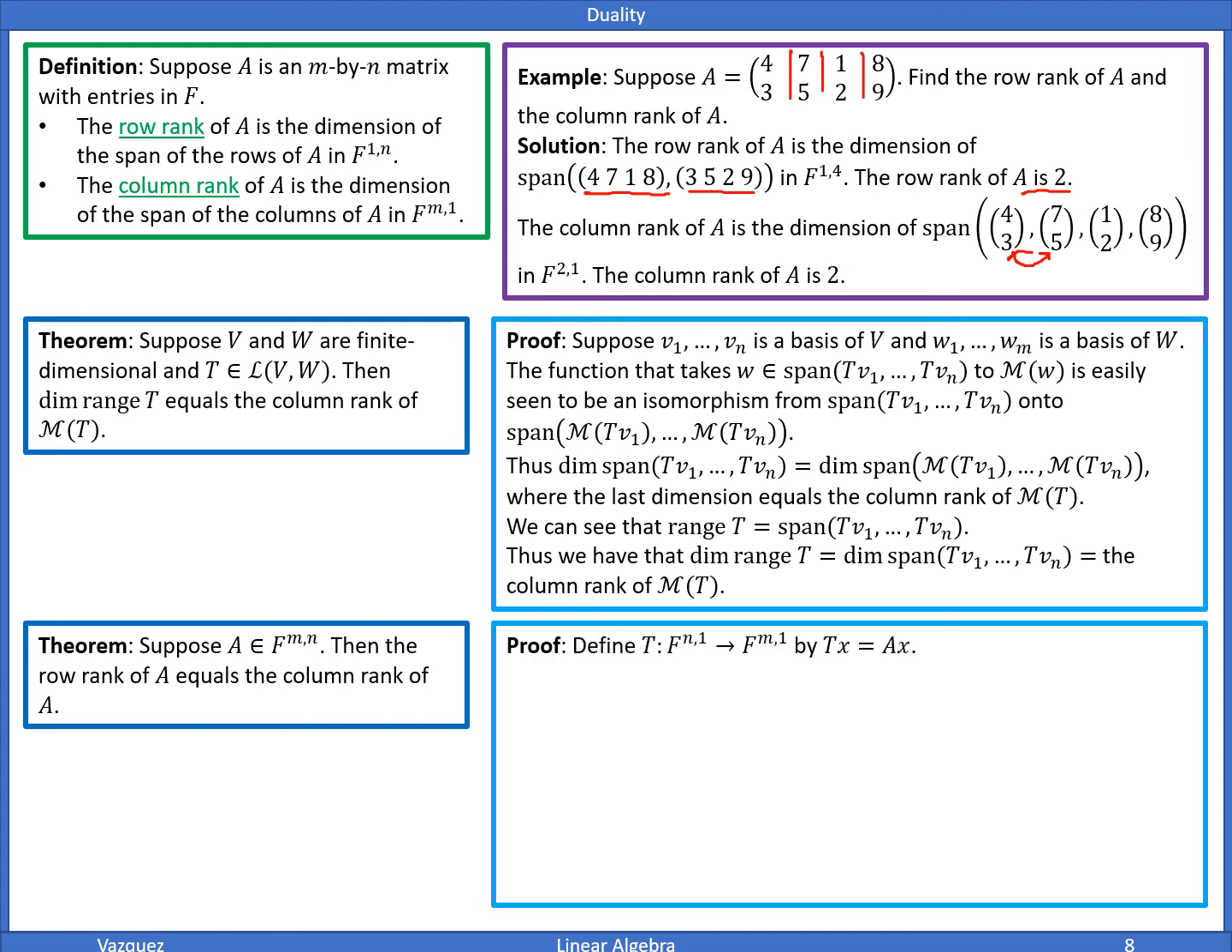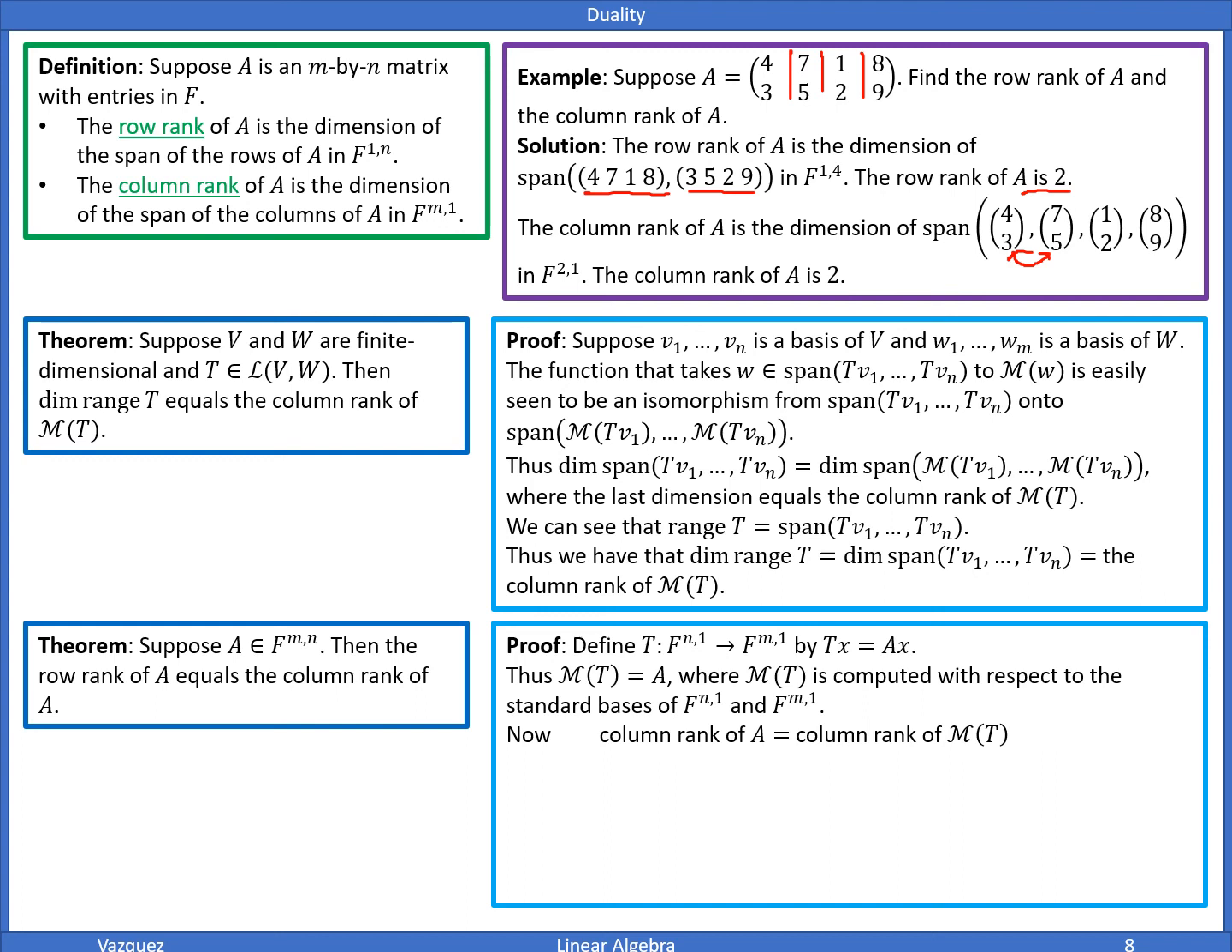So the way we're going to go with this is we're going to define the linear map T from the matrices of n by 1 to the matrices of m by 1 by T of x equals A of x. What does that tell us? Well, that just tells us that the matrix of T is equal to A, where the matrix of T is computed with respect to the standard bases of F^(n,1) and F^(m,1).